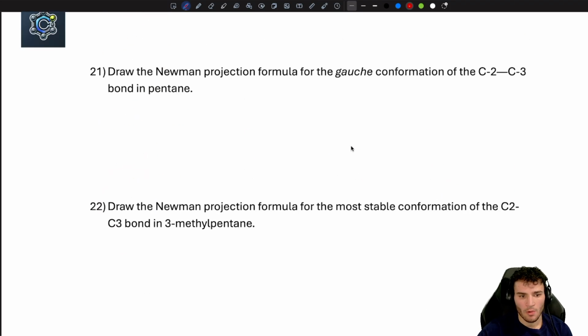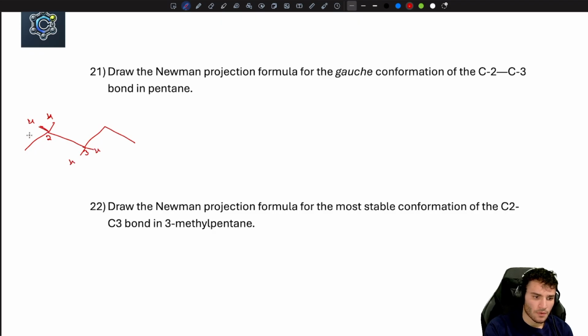In question 21, we're asked to draw a Newman projection for the gauche conformation of the C2 to C3 bond of pentane. So one way we can do that is, let's just first draw pentane, right? Let's say this is our 2 and this is our 3. We're going to have an H and H over here, and then over here, we're also going to have H and H. So if we're looking from this direction, our front carbon must have two hydrogens. So we'll just make these two hydrogens over here.